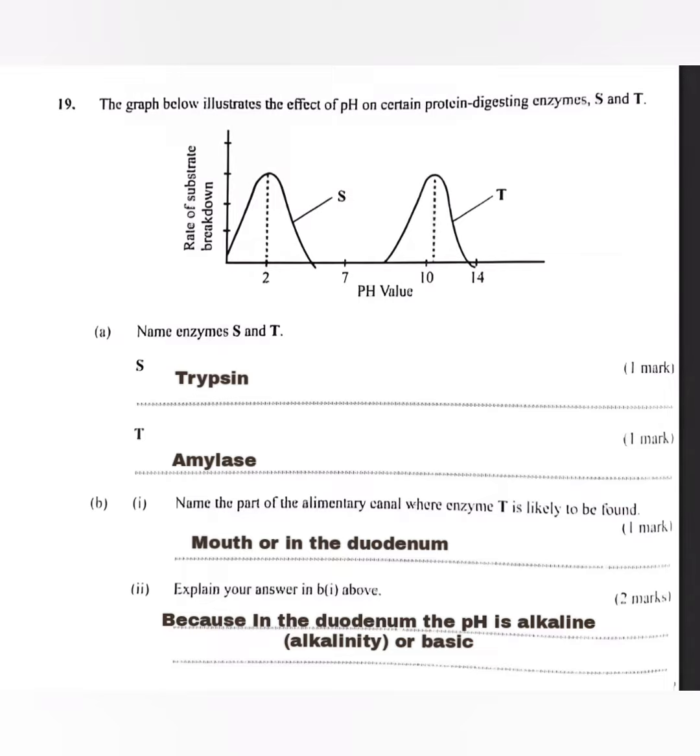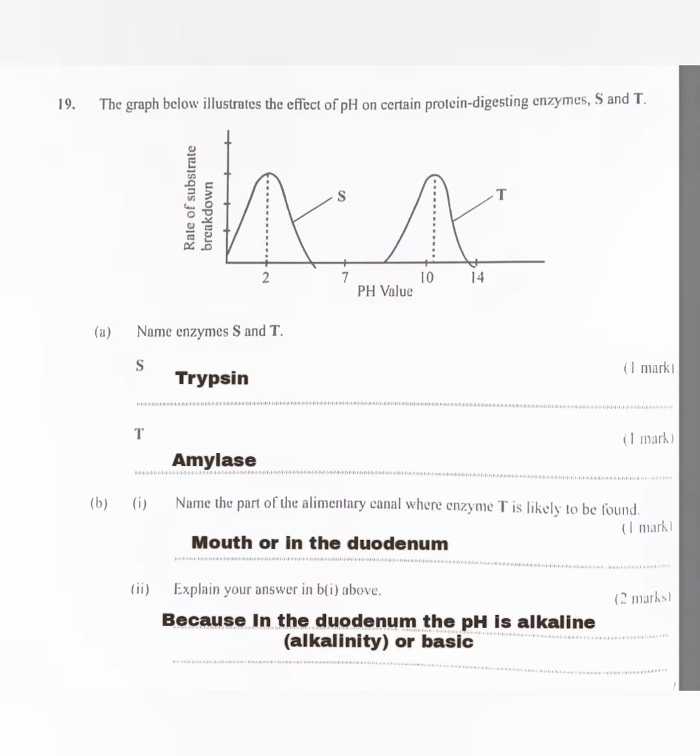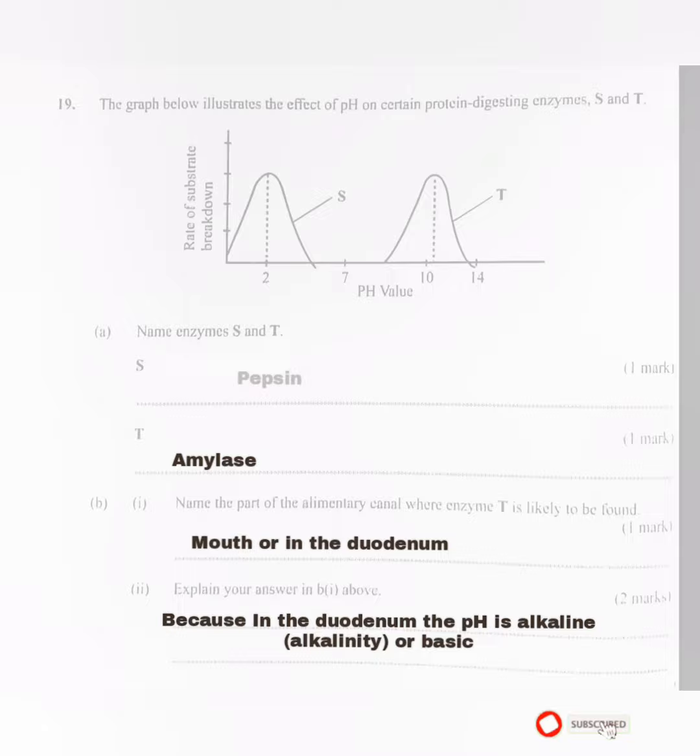That's all. Okay, I think I made a mistake on enzyme S, so let me correct it. As for enzyme S, let me put pepsin, not trypsin, because trypsin works under alkaline medium. So it is pepsin. That was the last one.